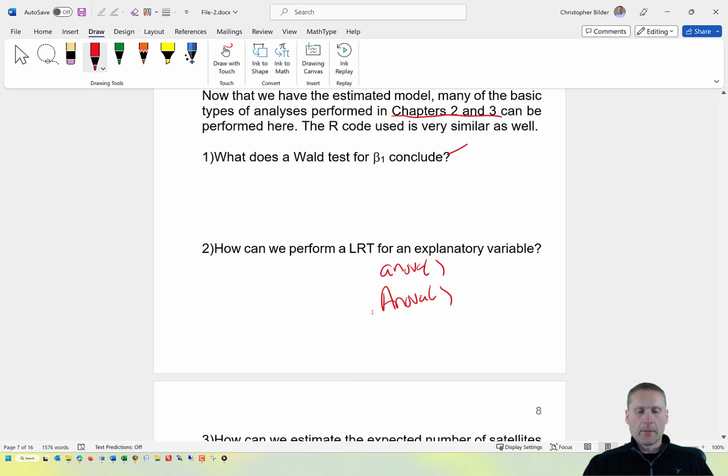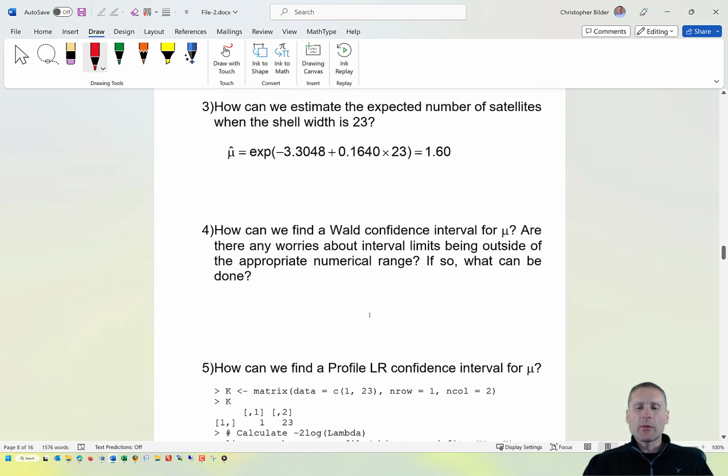Let me come back over here. So how can we then estimate the expected number of satellites when the shell width is 23? Well, we go back to our model. We write our model out, and where we had x before, we replace it with 23. Do the math, and you get 1.6. That's my mu hat, my estimated mean number of satellites. Well, how could we do this in R? We can simply program that equation in, or we know of easier ways to do this in R. So for example, we could use the predict function in much the same way that we've done before. Let's see that.